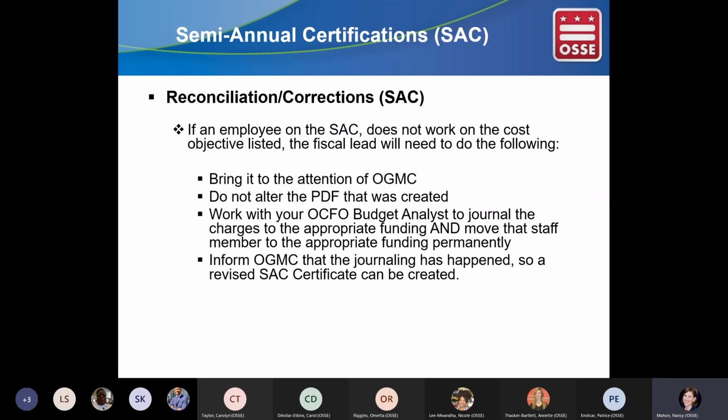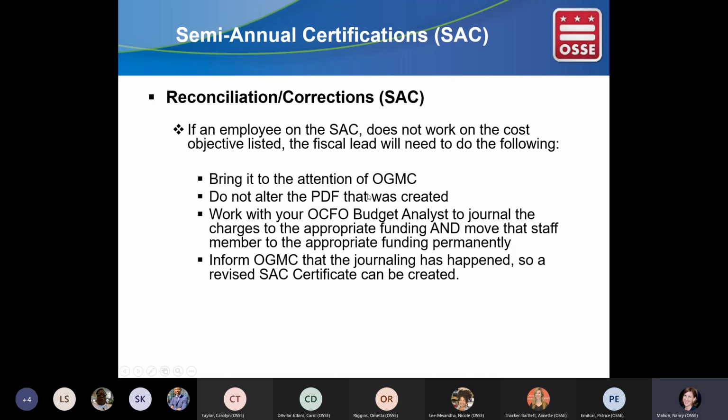The fiscal person will work with the OCFO budget analyst to journal the charges to the appropriate funding, and then move that staff member to the appropriate funding permanently. In the past, we've had cases where they get it corrected and journal those funds off, but they never got the funding change. So then it just continues to happen: that person continues to get paid with federal funds that they no longer work on. And then they have to inform OGMC that the journaling has happened, so a revised SAC certificate can be created. So this does happen here.